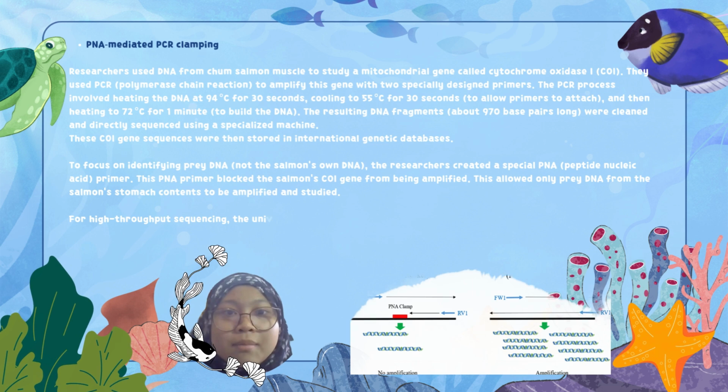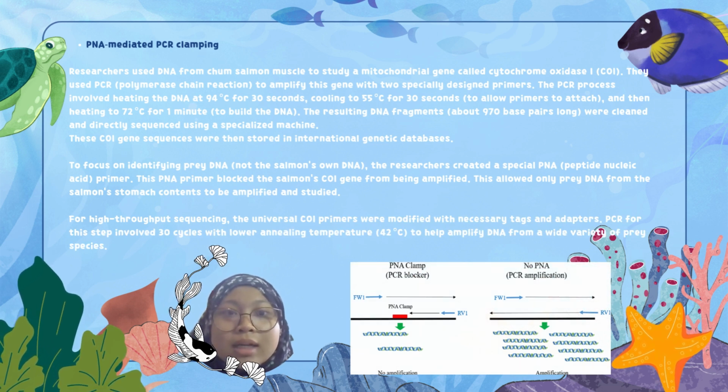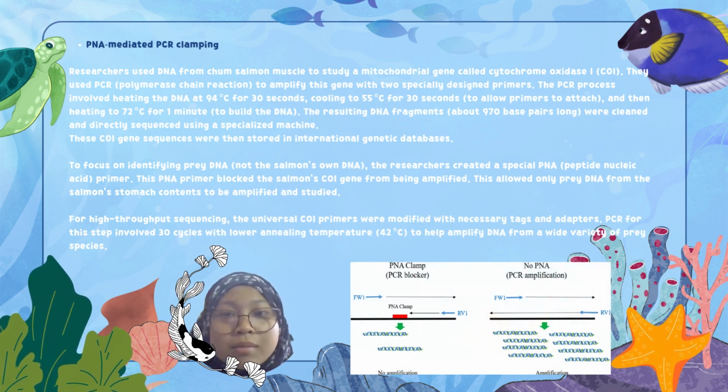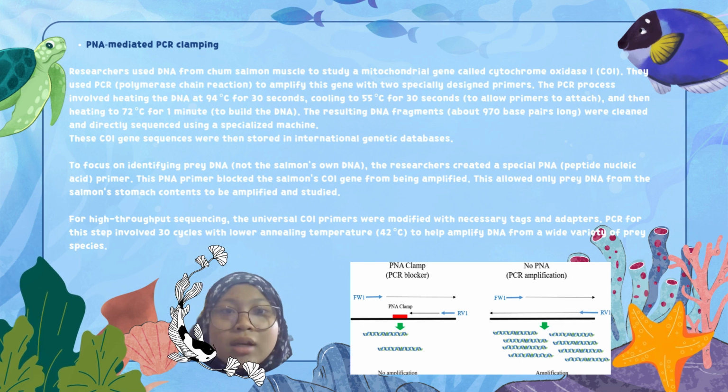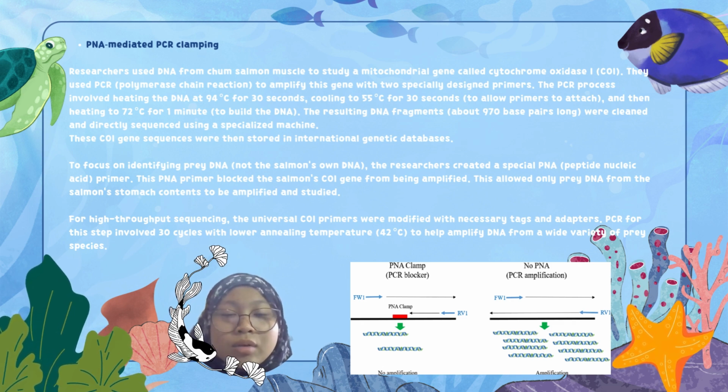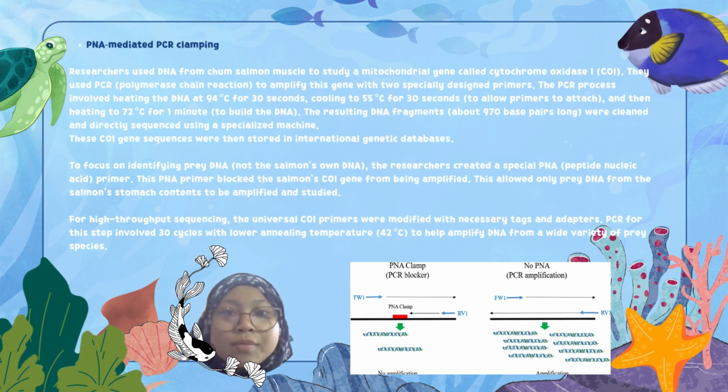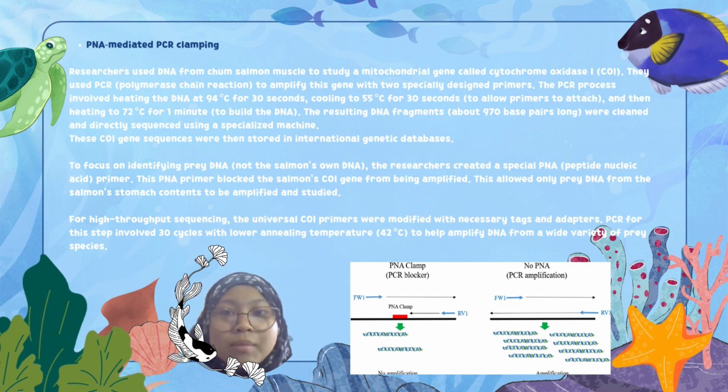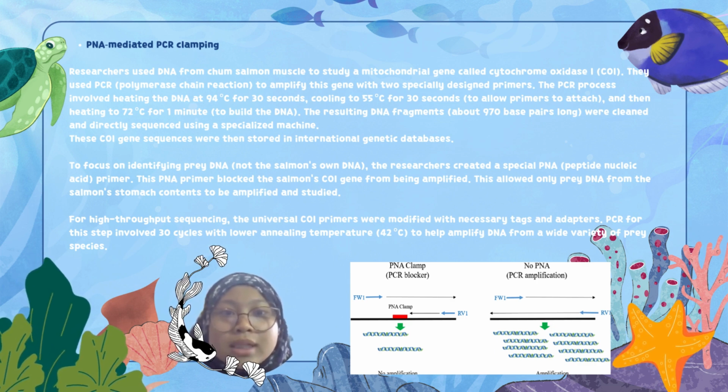Next is PNA-mediated PCR sampling. Researchers use DNA from chum salmon muscle to study a mitochondrial gene called cytochrome c oxidase 1, CO1. They use PCR, polymerase chain reaction, to amplify this gene with two specially designed primers.